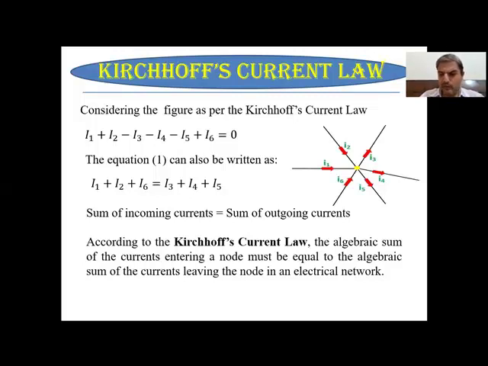So this is a node point where many circuit elements are adjoined, and we can find the division of the current. You will have many incoming currents and outgoing currents. At that point of the circuit, we can apply KCL. The algebraic sum of all the currents at this node point is zero.